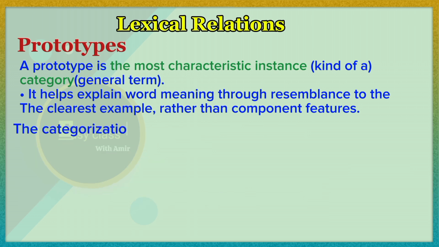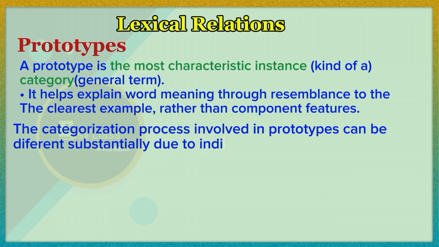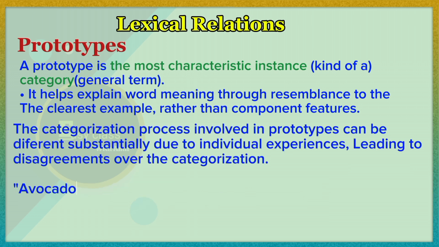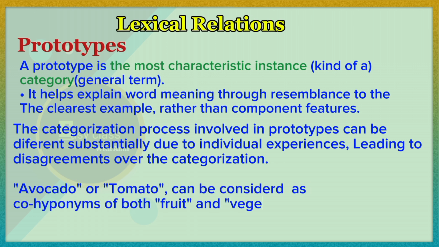The categorization process involved in prototypes can vary substantially due to individual experiences, leading to disagreements over the categorization of words like avocado or tomato, which can be considered co-hyponyms of both fruit and vegetable in different contexts.